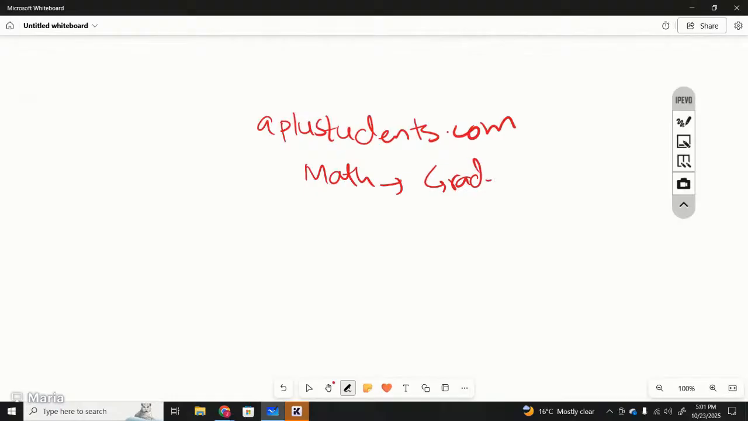You can find all the lessons on aplusstudents.com. You have to log in there using your email address, and the password is provided by the administrator. Then you have to select math from the subject tab. Scroll down to grade 6 math and then click on view all lessons. There you can find a list of the chapters.